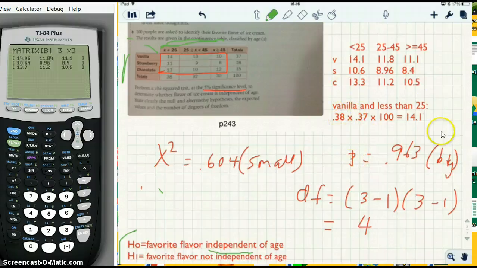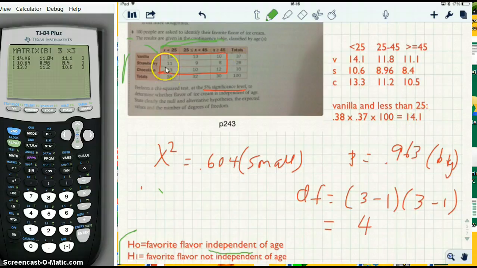Now, just one thing: if the test asks you to justify that the expected value for the less than 25-year-olds who like vanilla is 14.1, the way you calculate that is you look at the 38 and you look at the 37, okay, and you say, okay, 38 divided by the total number of people, 100, times 37 divided by the total number of people, 100, times the total number of people, 100, is equal to 14.1. That's how you calculate it.